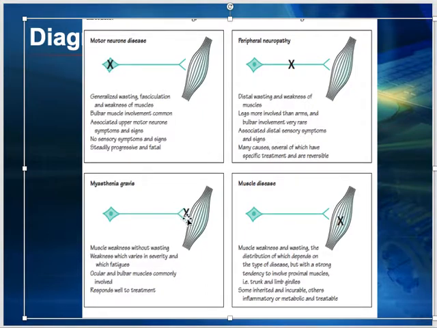In the previous lecture, we were also talking about myasthenia gravis, which is a disease of the neuromuscular junction, in which there is muscle weakness without wasting, and the weakness varies according to the disease. Like myasthenia gravis, I talked about. In that one, there is weakness on repeated stimulation. Ocular and bulbar muscles are commonly involved. They respond well to treatment.